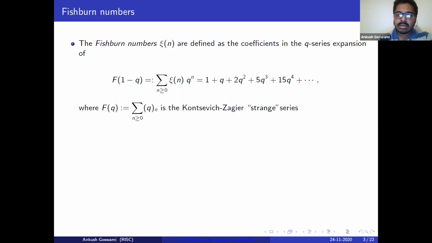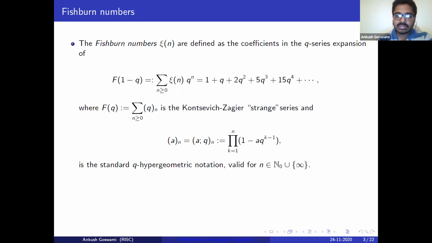But for the time being, before I say anything about this function F(q), this notation (q)_n is the standard hypergeometric notation, which is valid for all non-negative integers n, including infinity. I will discuss why F(q) is called a strange series later in my slides. For the time being, F(q) is called strange because it satisfies a really strange identity, which only makes sense when q is a root of unity.